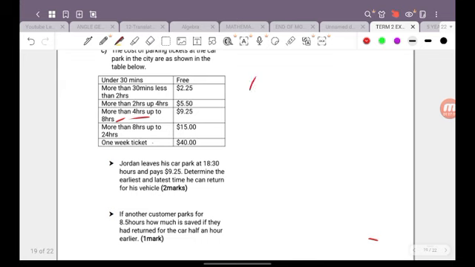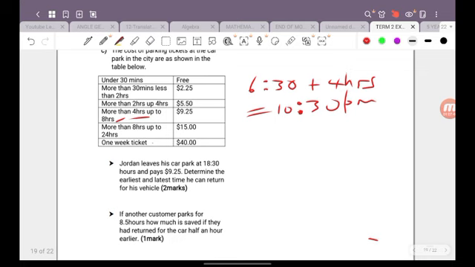So therefore, at 6:30 in the evening, plus 4 hours, that's the earliest. So after 4 hours, he is free to come and pick up his car, right, to get the full value of his money. So therefore, at 6:30, with 4 more hours, then the earliest time that Jordan can pick up his vehicle is going to be 10:30 p.m. Adding 4 hours to 6:30, that's going to give us 10:30 p.m.